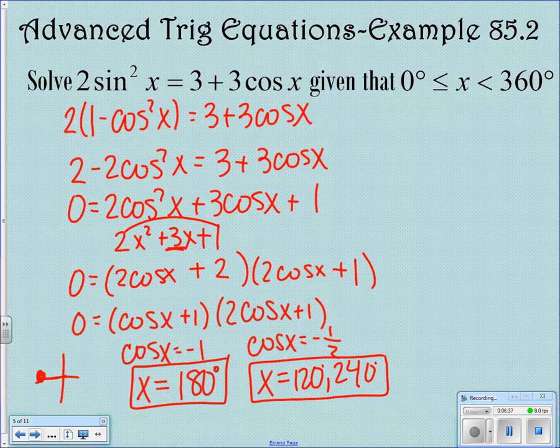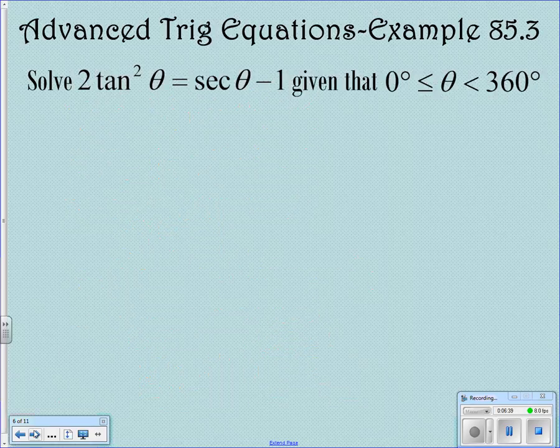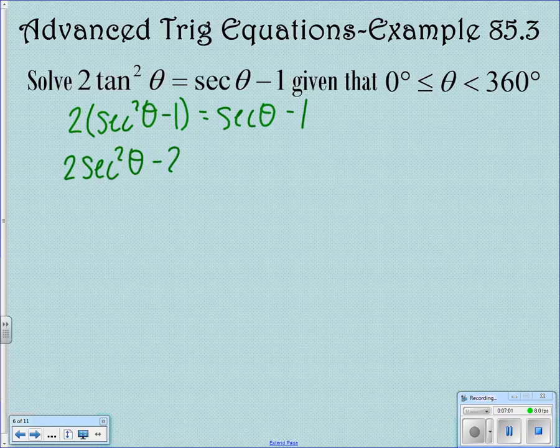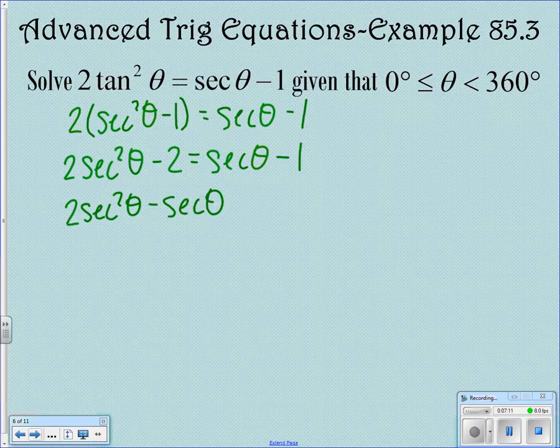Okay? Now let's look at another example. We again have tangent squared and a secant. So just like we did on the first one, we're going to replace that tangent squared with secant squared minus 1. So we're going to have 2 secant squared minus 2 equals secant theta minus 1. So I'm going to move everything to the left side. 2 secant squared minus secant of theta, and then minus 1 equals 0.